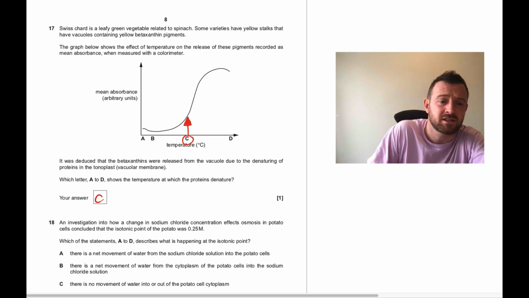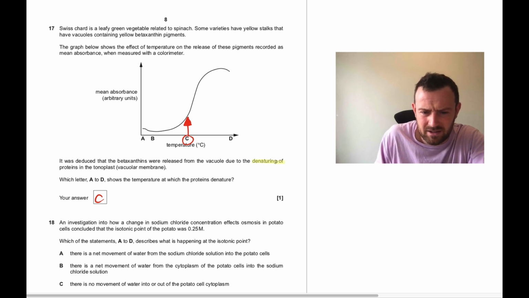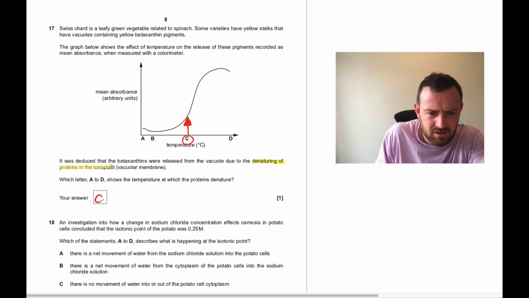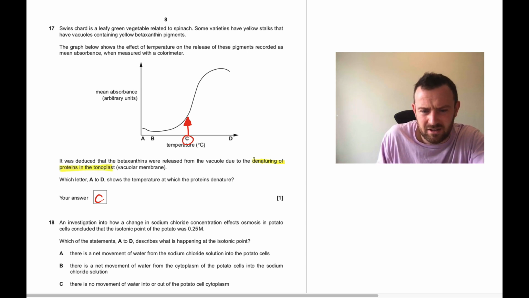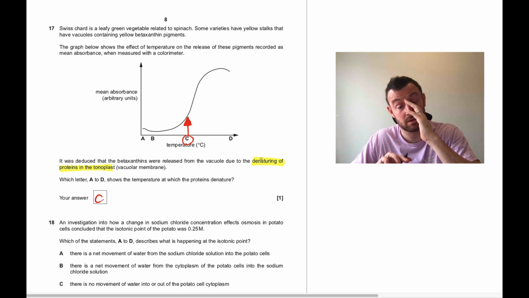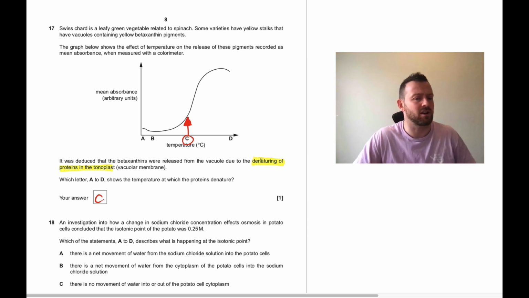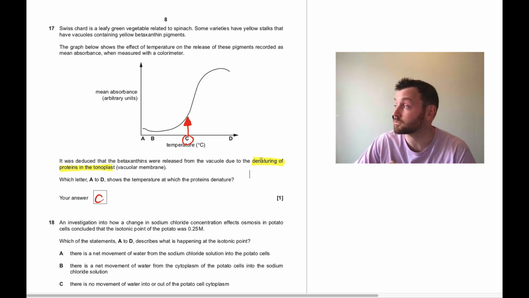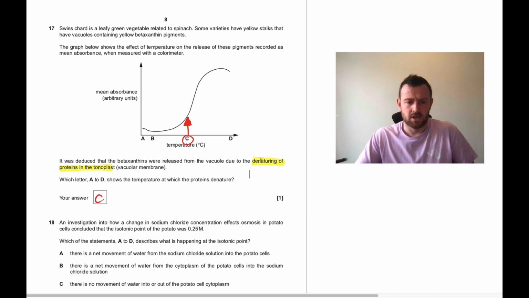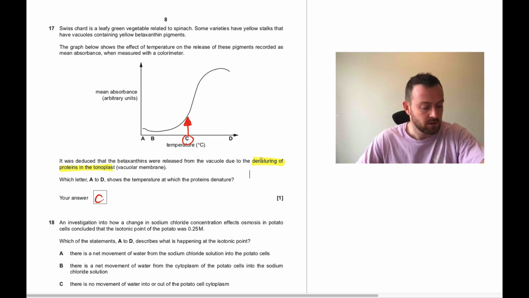Okay, the reason I don't like this OCR question for listening is because, is it really about the denaturing of proteins in the tonoplast? I mean, maybe it is. I don't think it is. I think it's just that the phospholipid bilayer loses its integrity at a certain temperature. I don't believe that the proteins in the membrane are needed for the structural integrity of the membrane. I think it's just the fact that the phospholipid bilayer is jiggling about so much that it kind of breaks down. So that's my view.